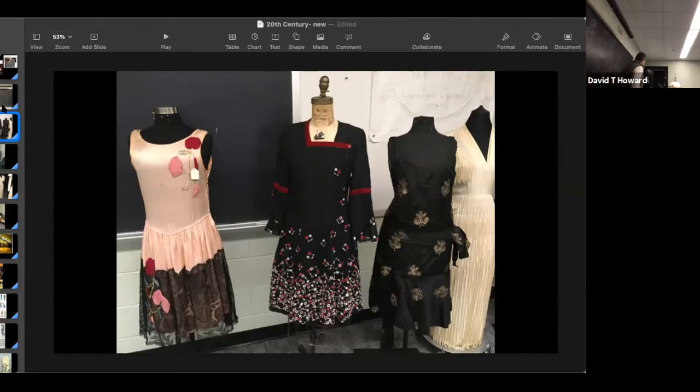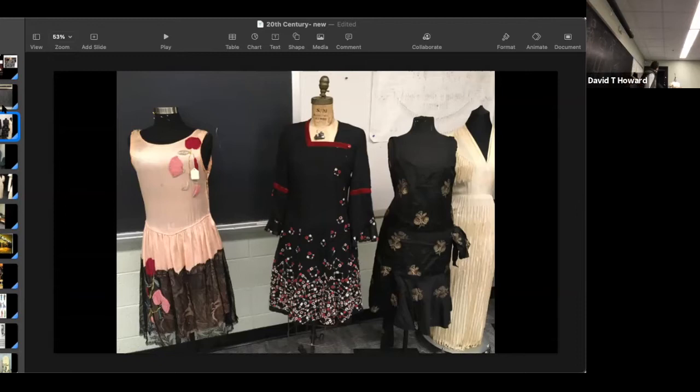But if we look at this one, and this is a real one from the 1920s, you can see there's no fit lines in it, right? There's no darting, there's no seaming. And so everything is based on, in a lot of ways, the hip measurement.